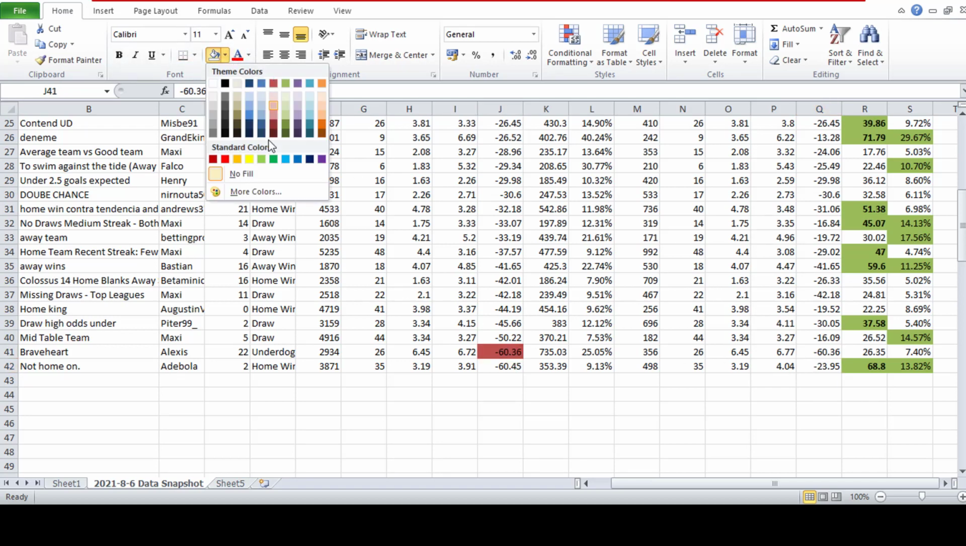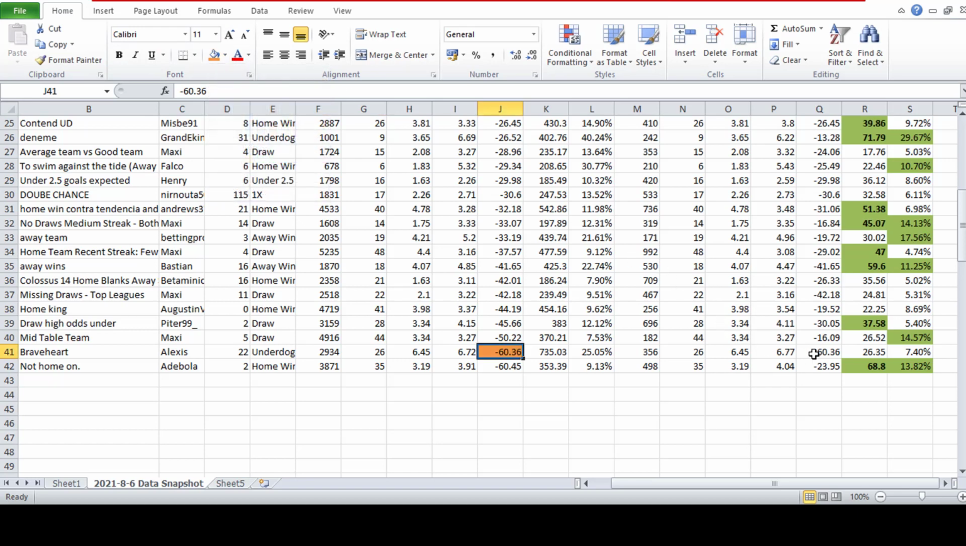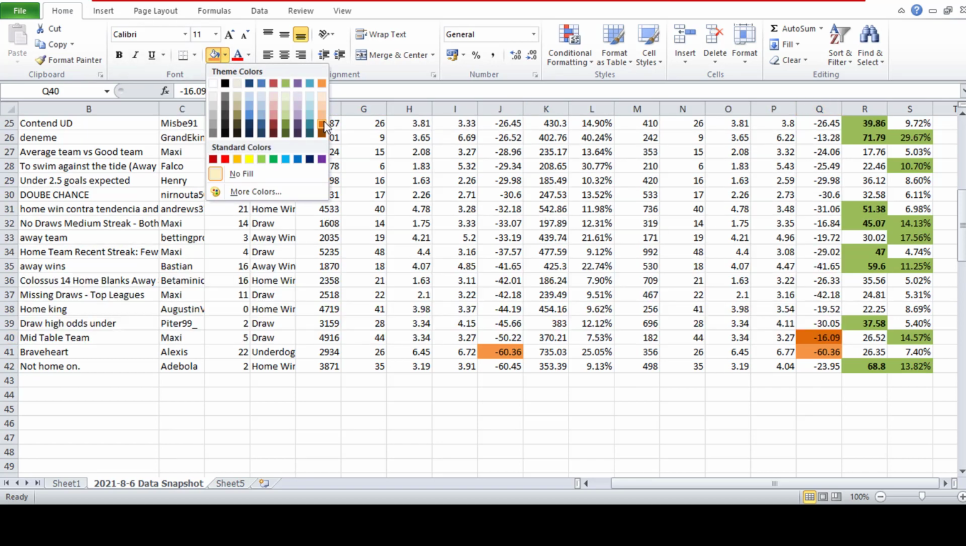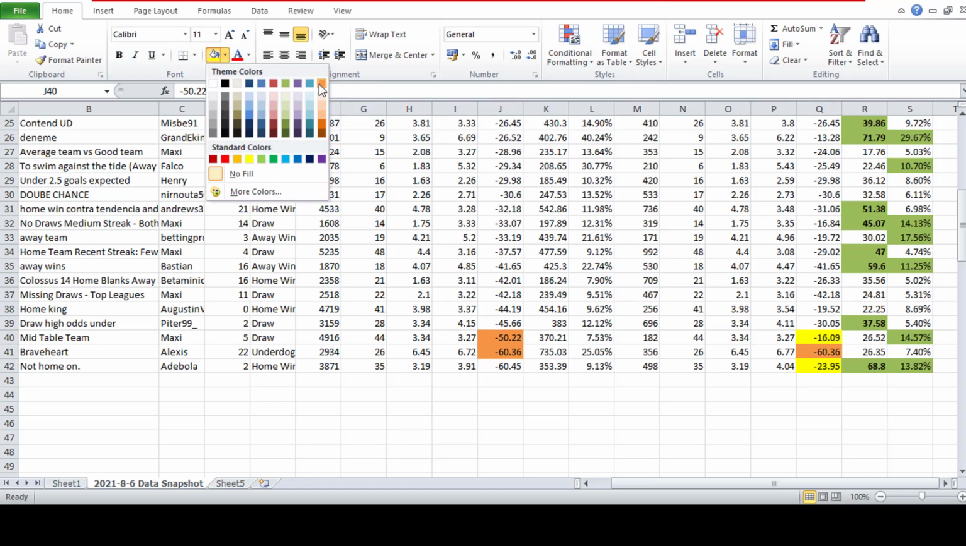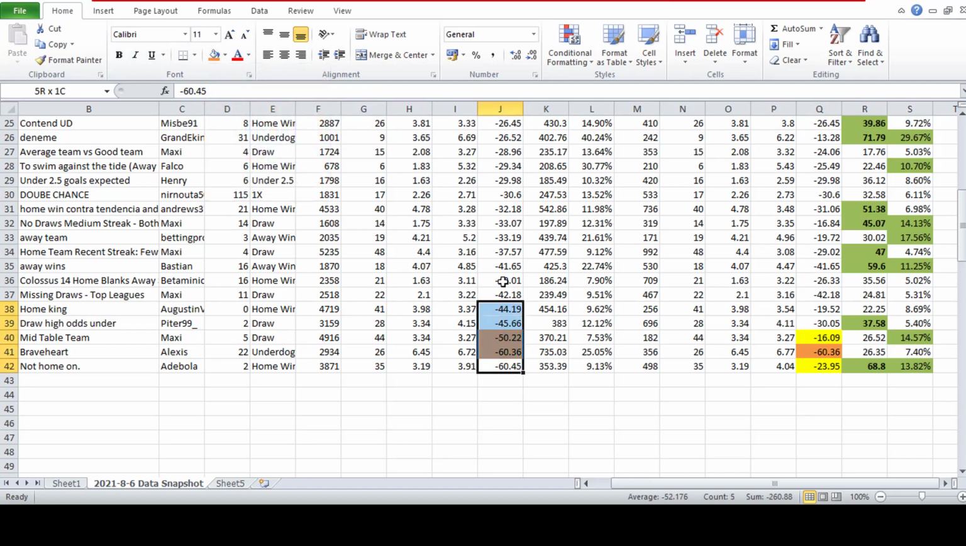Well, first of all, I'll highlight it as a warning, give it an orange background, and you can see that its worst run also came since it's been shared. So that Braveheart one, I would then think about not using that because it's worse. It's got a really low drawdown, and that drawdown came since it was shared, since it was created. I'm going to highlight in yellow that these two strategies, mid-table team and not home on, their worst run hasn't come since they've been shared. That happened in the past.